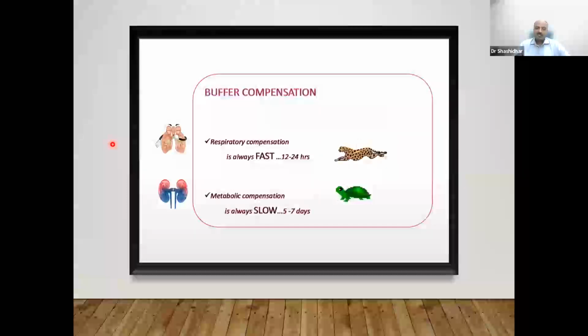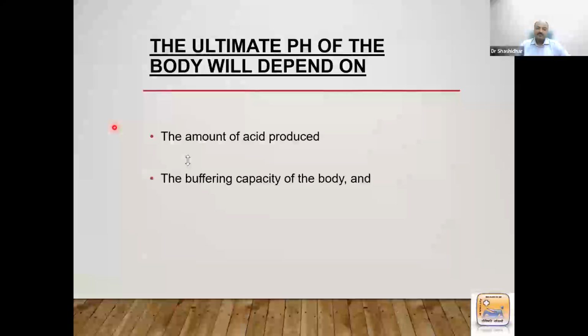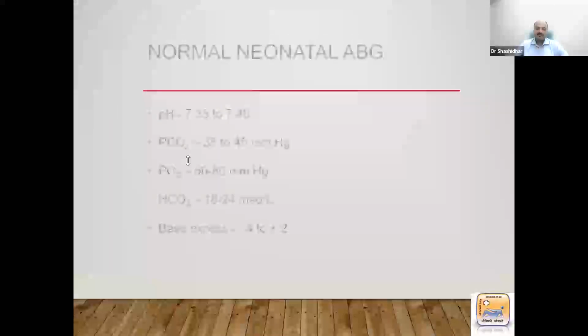What you should know about compensation is that respiratory compensation occurs fast. Once you have a metabolic acidosis, the body tries to breathe out carbon dioxide to get the pH back to normal, and that happens within 12 to 24 hours in the spontaneously breathing baby. Whereas for metabolic compensation of a respiratory condition, such as RDS or pneumonia, the kidneys take a long time. So anything acute has to be compensated by the respiratory system. If you have a chronic disorder, then only the kidneys come into the picture. The ultimate pH will be based on the capacity of the lungs and kidneys.